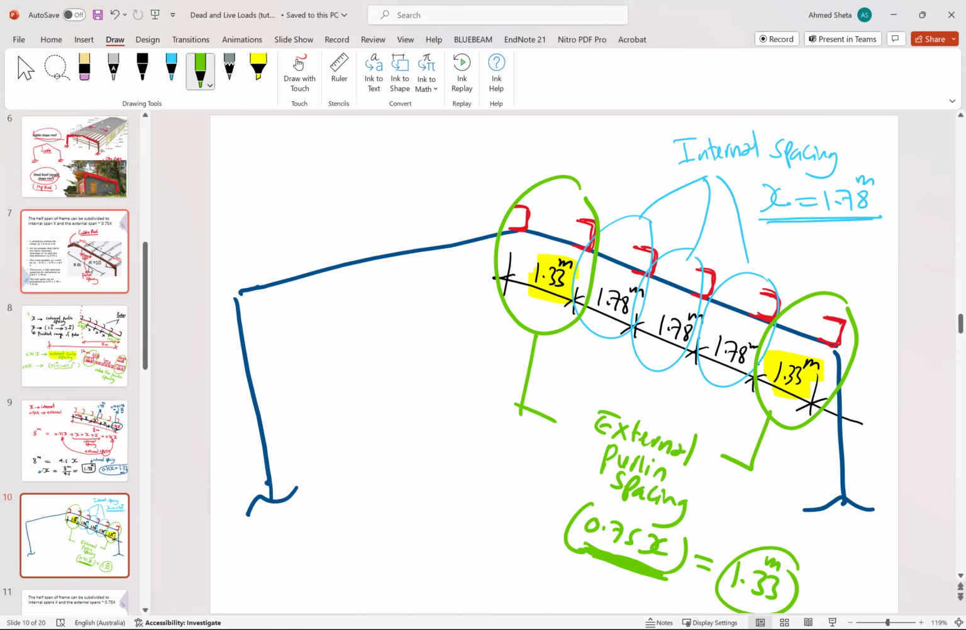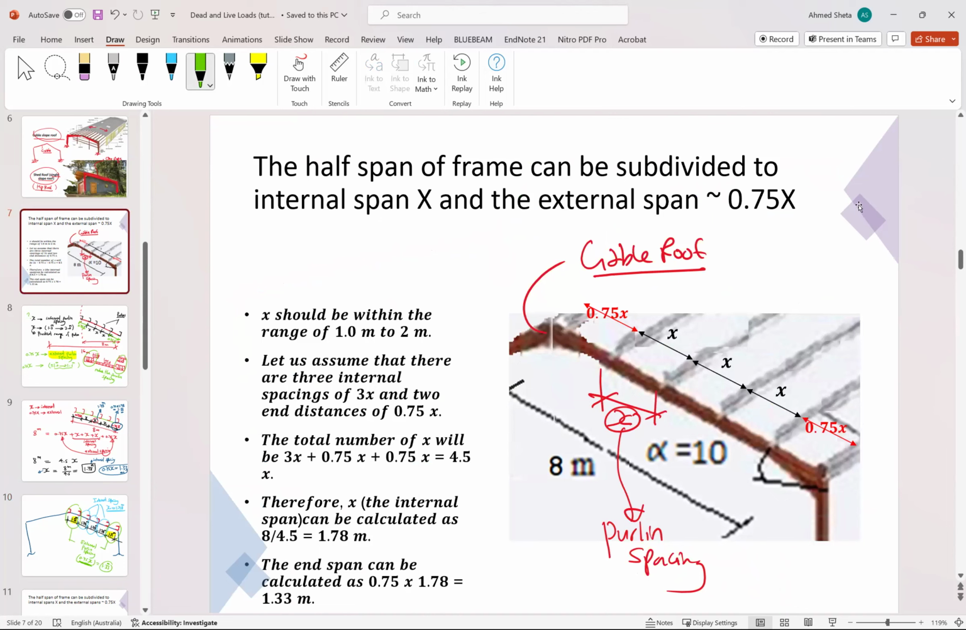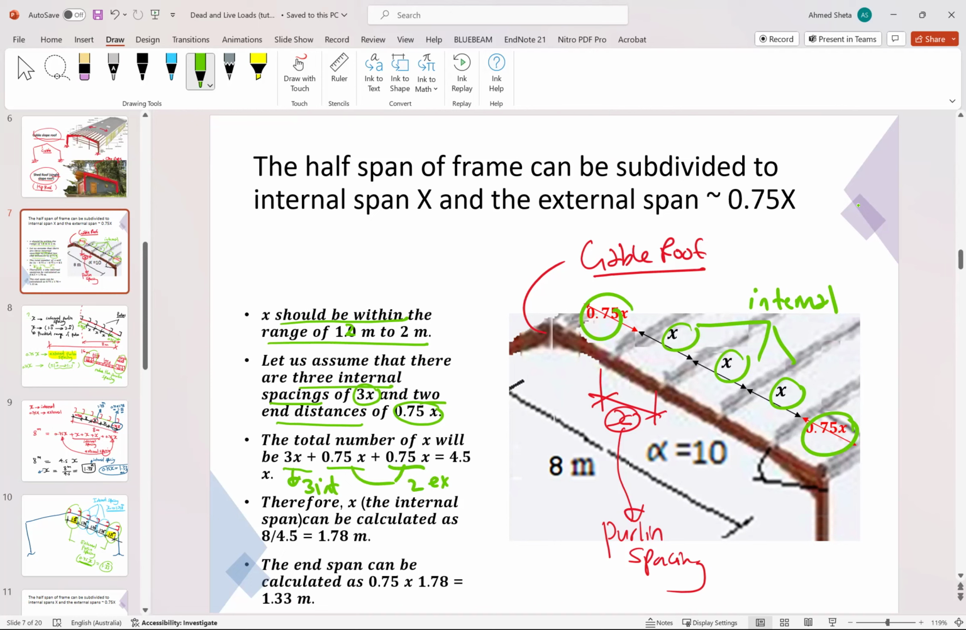Okay, so if we return back to the example itself, as you can see here, x should be in the range of 1.2 to 2 meter, and we will assume that we have three internal spacings of 3x and two end spacings, or two external spacings, of 0.75x. So we will have 3x, we have 3x internal again, and we have two externals. So this is the three internal, and these are the two external.